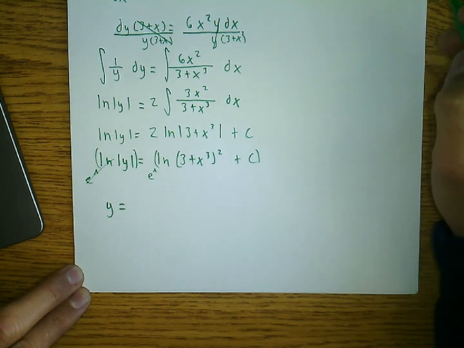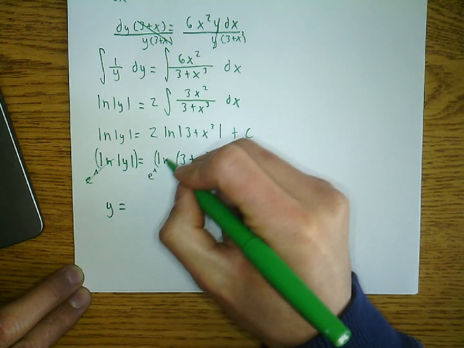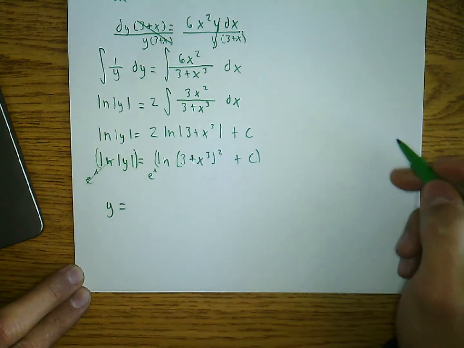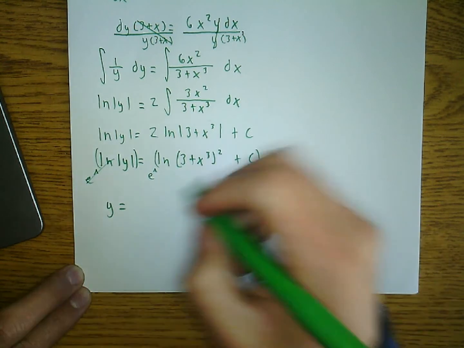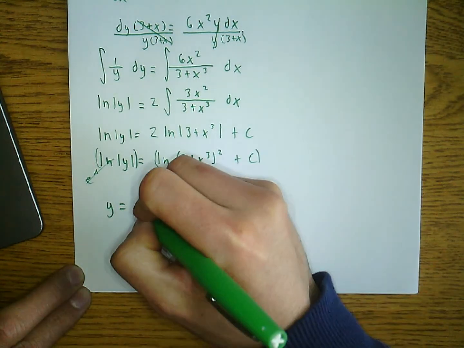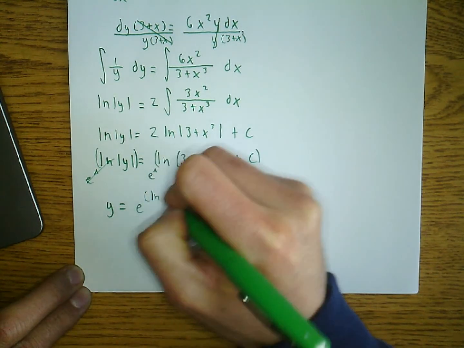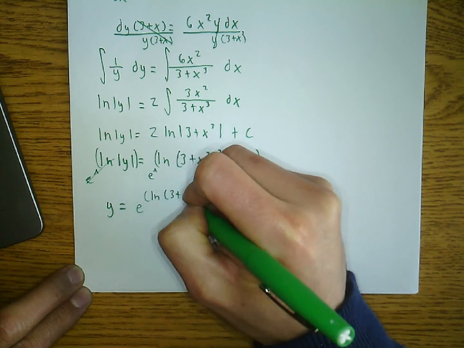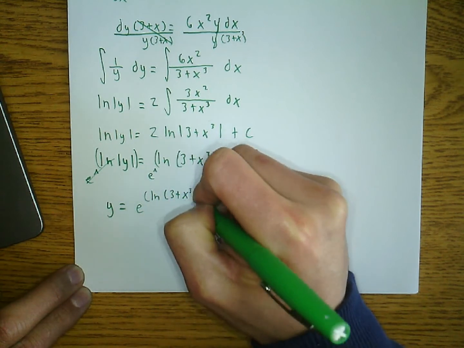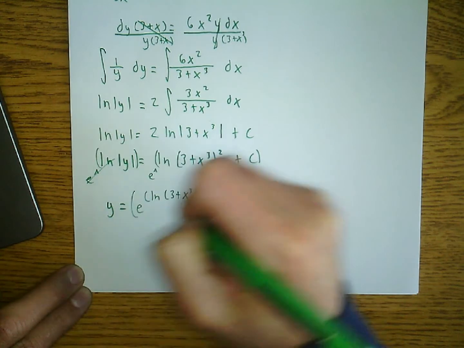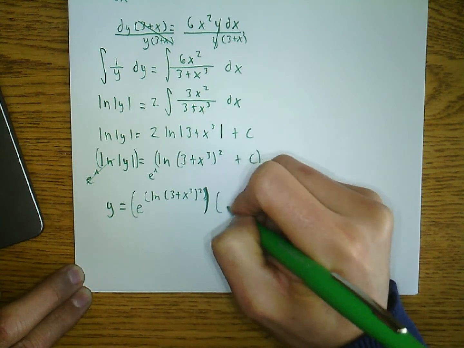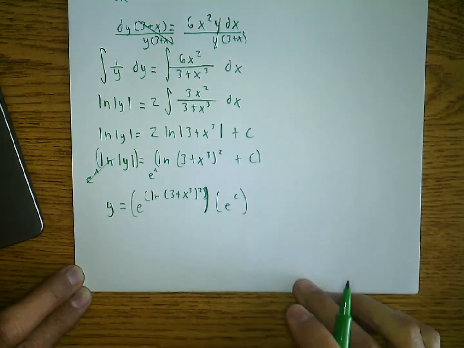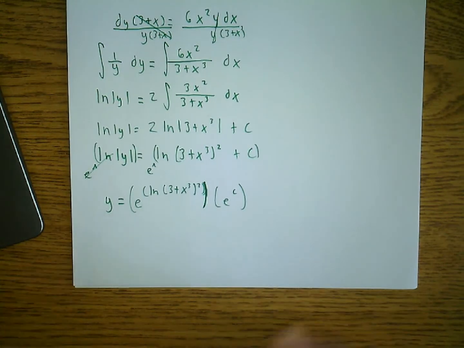So the more algebra you know, the easier this becomes. What I'm going to do is break this into two things. I'm going to make this into e to the power of natural log of (3 plus x cubed) squared, multiplied by e to the power of c. Why? Oh, and we can use e to the power c like a constant because there's exactly. Very good. Good observation, Stepan.